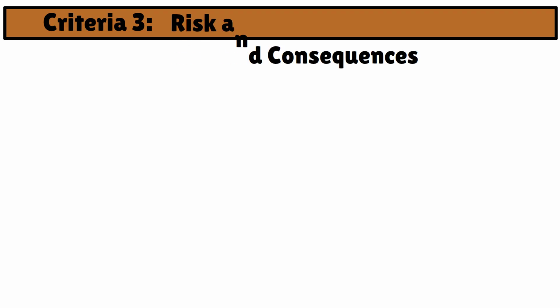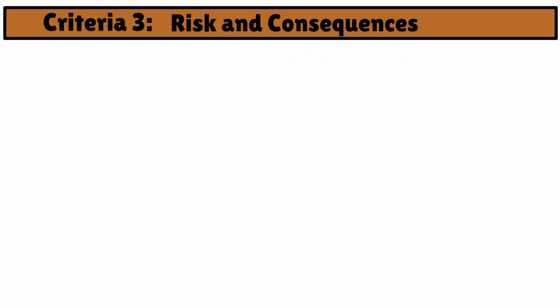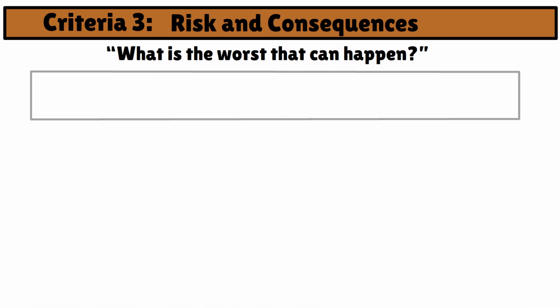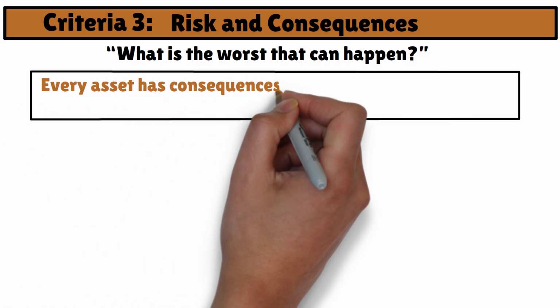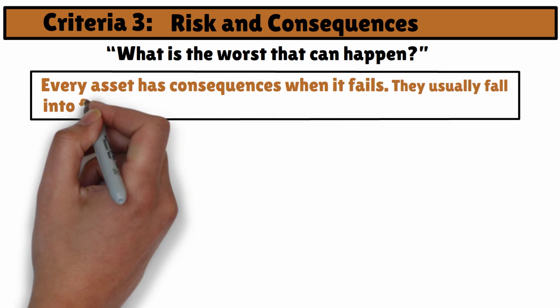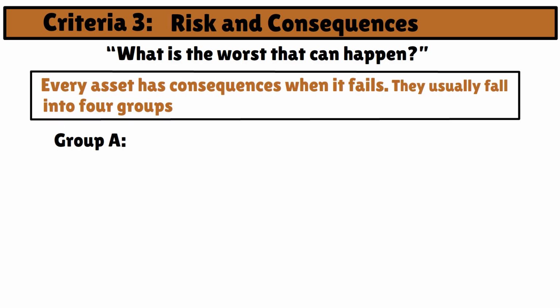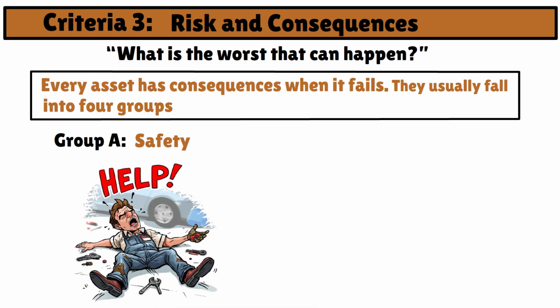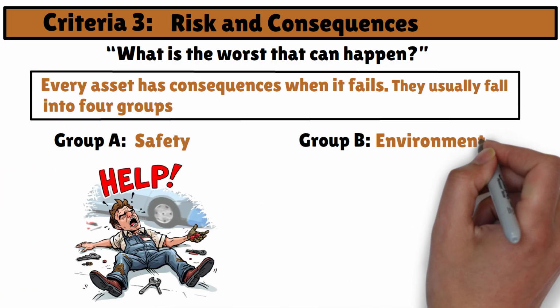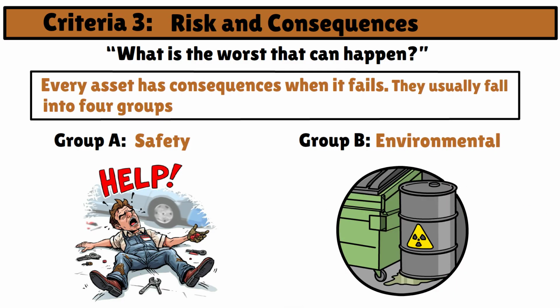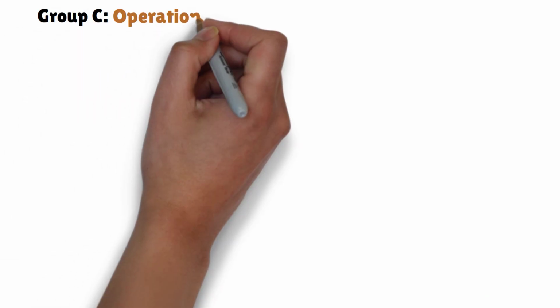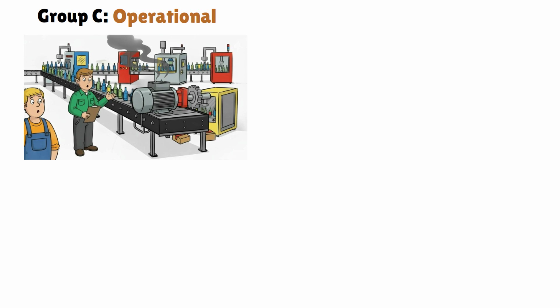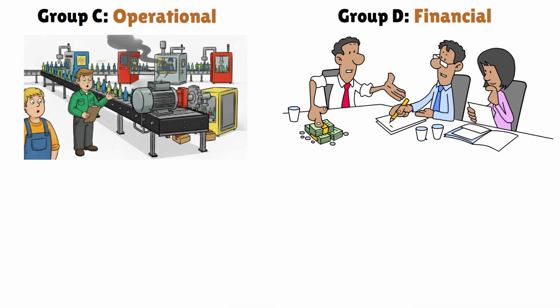Criteria 3. Risk and consequences. What is the worst that can happen? Every asset has consequences when it fails. They usually fall into 4 groups. Group A, safety, can someone get injured? Group B, environmental, can it lead to spills or pollution? Group C, operational, will it stop production? Group D, financial, what is the cost of repair or lost production?